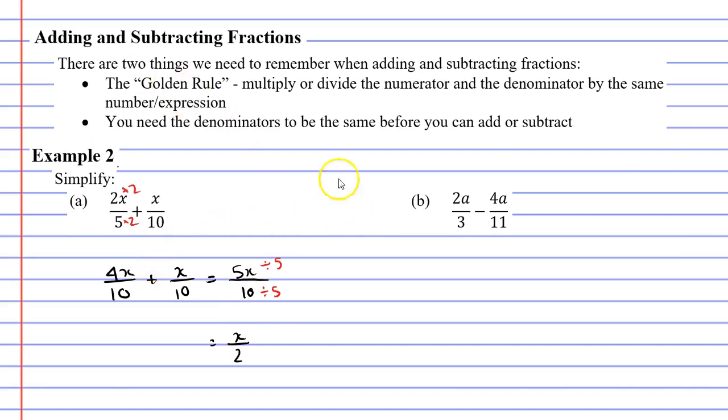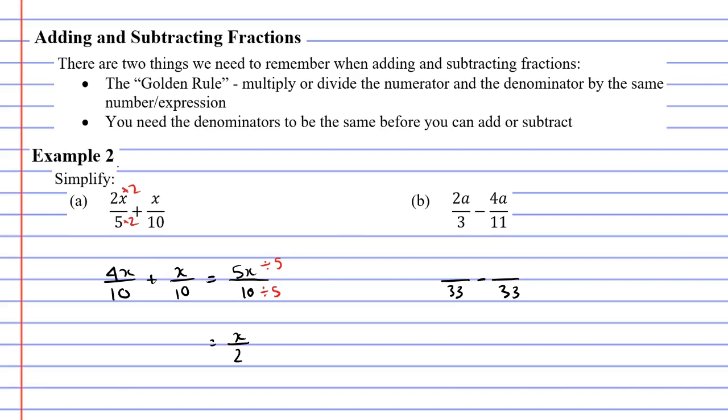Let's now look at question B. Once again, my denominators are not the same. I need to make them the same number. So what number am I going to make them? Well, I'm going to make them both 33 because 3 fits into 33 and 11 fits into 33 also.